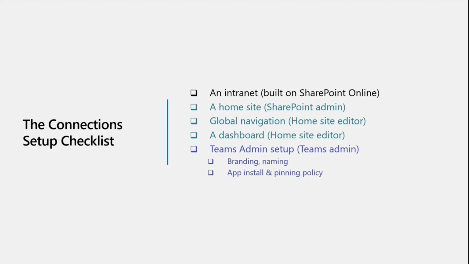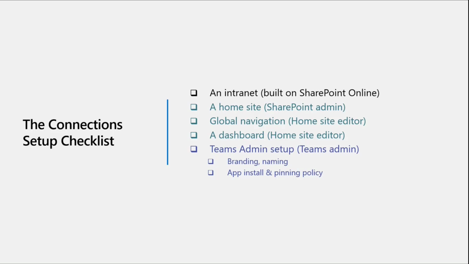So there are a few things you need to make sure you've completed in order to deliver the best Viva Connections experiences for your users. Many of these you might have already done in your environments, but for completeness, I just wanted to run through the checklist here. You'll need 1, an intranet built on SharePoint Online. 2, you'll need a home site. This is the experience that surfaces in the Teams desktop and web apps.